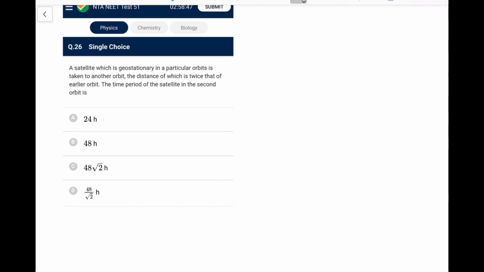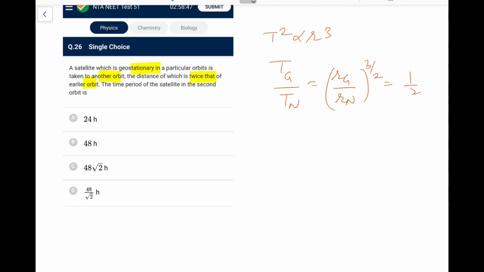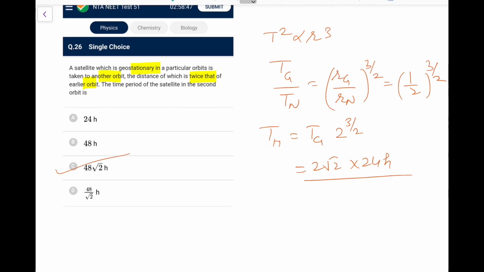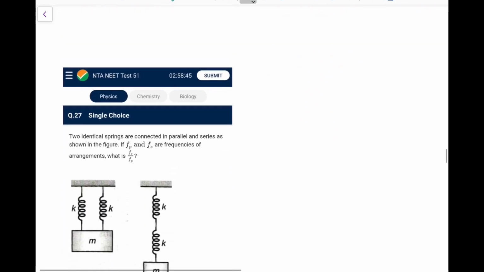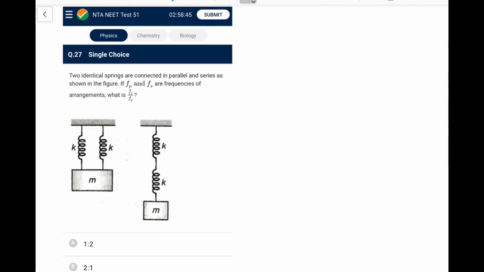A satellite which is geostationary in a particular orbit is taken to another orbit. The distance is twice that of the earlier orbit. For the time period in the second one, you know, T square is proportional to r cube. So T_geo to T_new would be r_geo upon r_new to the power 3 by 2, and this is 1 by 2 to the power 3 by 2. So the new time period is the geostationary period times 2 to the power 3 by 2, that is 2 root 2 times geostationary, which means 24 hours. So it is 48 root 2 hours. So again an easy one. Again a repetition of the same concept again and again.